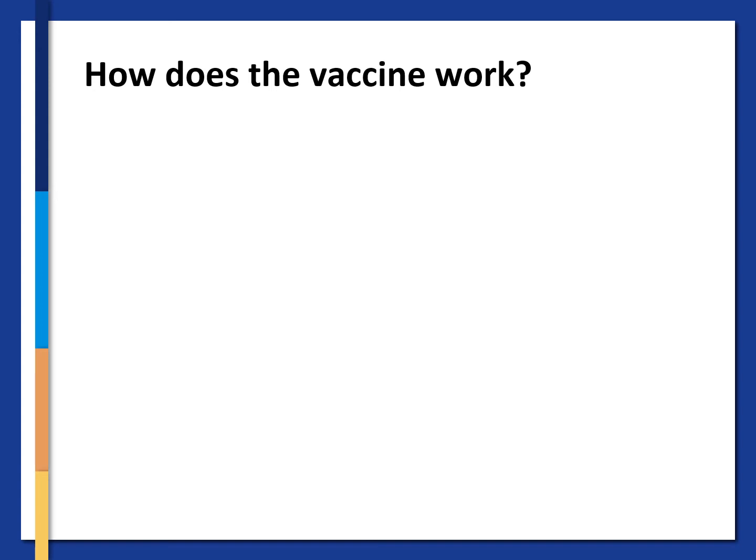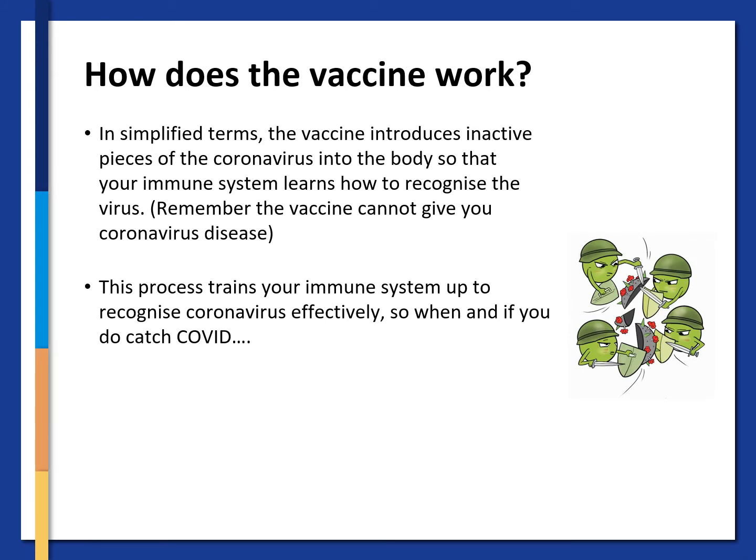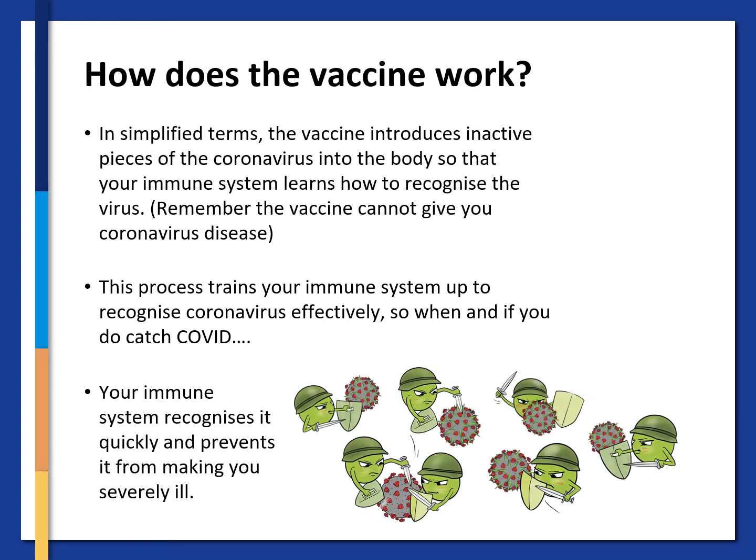How does the vaccine work? In simplified terms, the vaccine introduces inactive pieces of the coronavirus into the body so that your immune system learns how to recognize the virus. Remember, the vaccine cannot give you coronavirus disease. This process trains your immune system to recognize coronavirus effectively, so when and if you do catch COVID, your immune system recognizes it quickly and prevents it from making you severely ill.